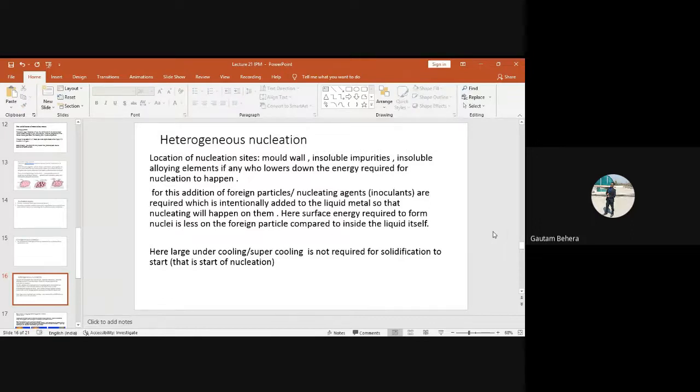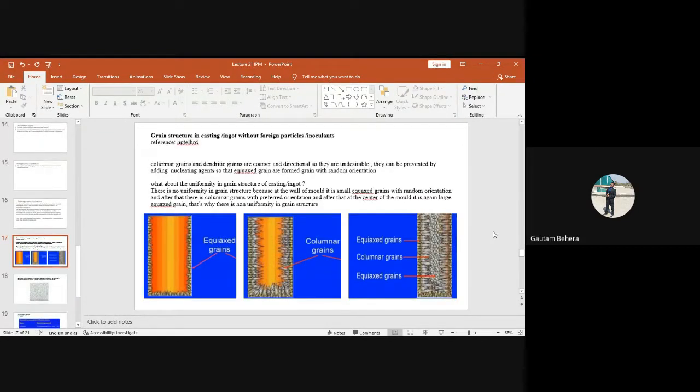I think up to this part it is clear, or do you have any questions? If you have any questions, we can discuss. Otherwise, it will not be good to explain further. You can ask me any questions related to heterogeneous nucleation, homogeneous nucleation. Anybody have any questions? You are free to ask. Okay, fine. I think things are clear to you.